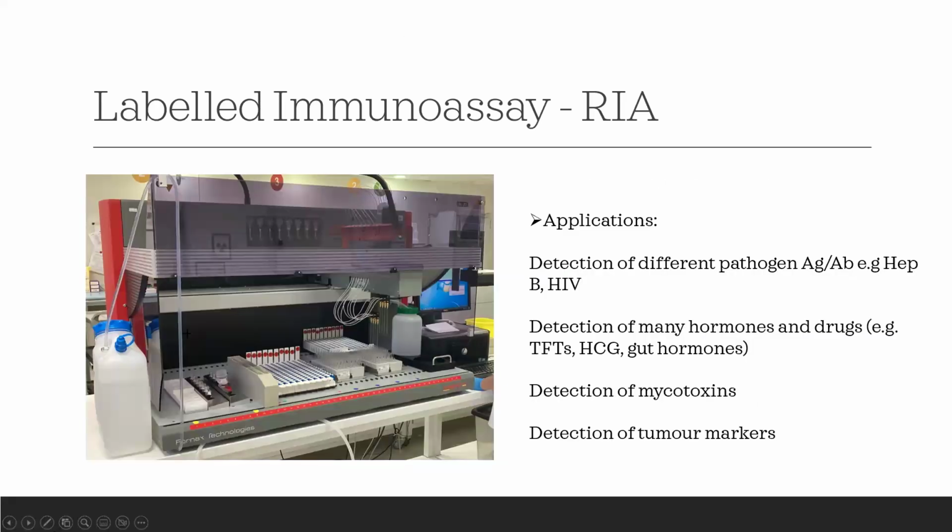This picture shows a typical machine for radioimmunoassay. The application of radioimmunoassay is comparatively wide in the lab. It can be used to detect different pathogens, antigens or antibodies such as hepatitis and HIV, and we use it to detect many hormones and drugs such as HCG and gut hormones. It can also be used to detect toxins and tumor markers. So this is an important method to remember: radioimmunoassay.